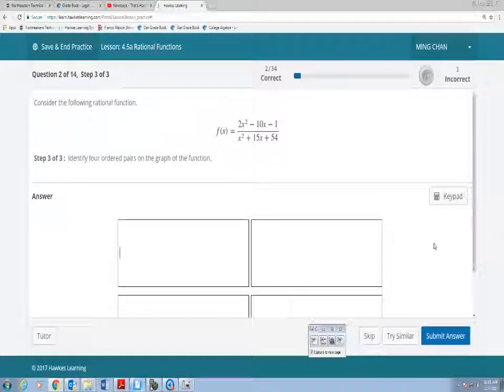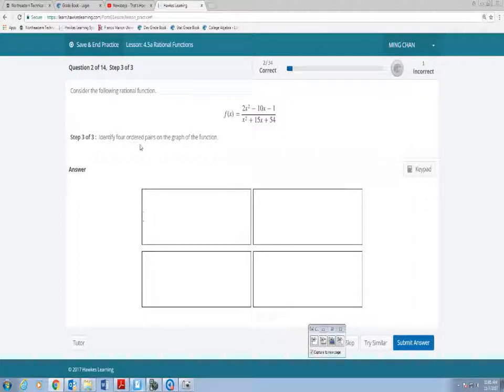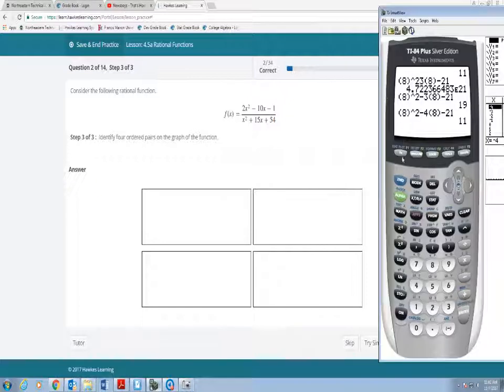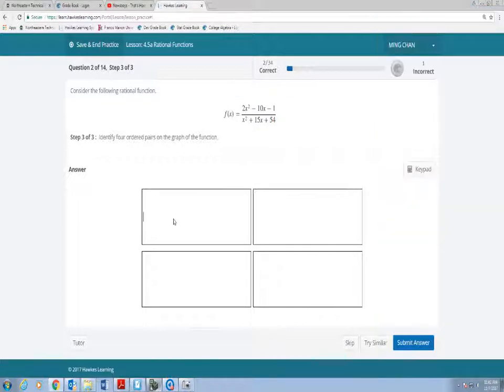Now, here we go. Now identify 4 ordered pairs on the graph of the function. Okay, they want you to do 4 ordered pairs. So what we can do here is go straight to the calculator. Grab this function, go to the calculator, and find our coordinates. I'm going to purposely pick certain ones, just like the y-intercept. If you plug in 0 right here, that'll be negative 1 over 54. So I can just quickly say negative 1 over 54.